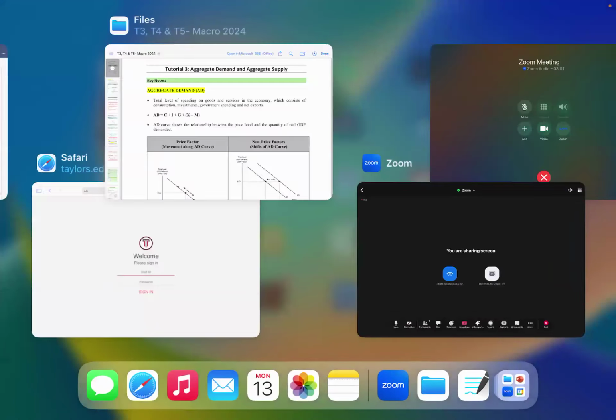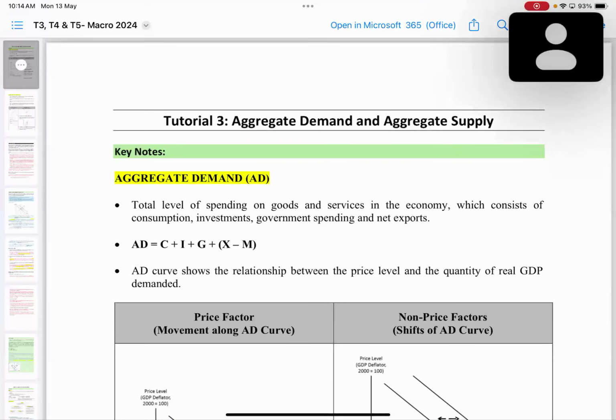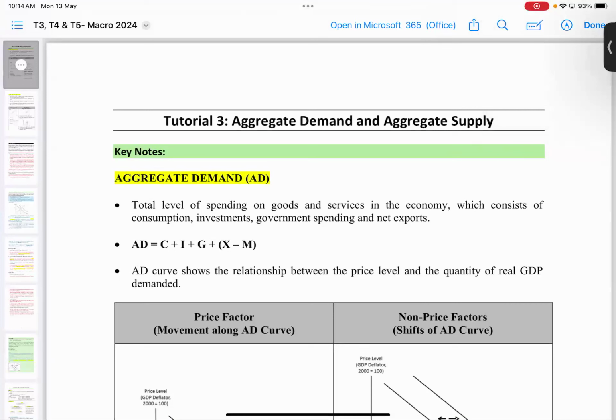Okay, so let's have a look into tutorial 3, which is about aggregate demand and aggregate supply. It's quite similar to what you had learned in micro, but in micro, you look into the individual demand, individual supply, or market demand or market supply. But when it comes to macro, we look into aggregate.